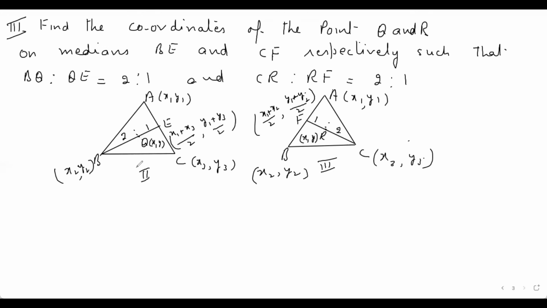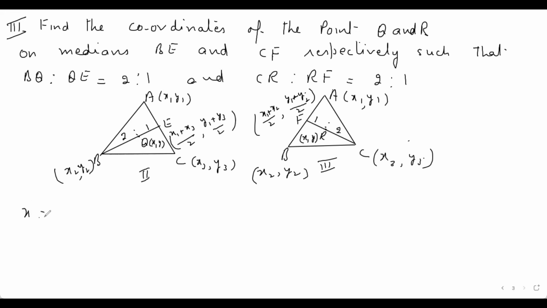Now here in this second figure, I am to find the coordinates of Q. I have taken it as (x, y). Similarly, I have taken here coordinates of R as (x, y). So I am to find its coordinates. So here BE is the line. Coordinates of B and coordinates of E are given. Ratio is given to us. We have to find its coordinates.